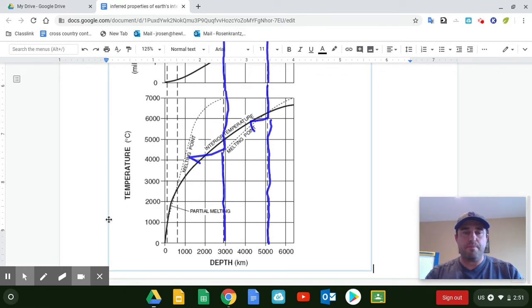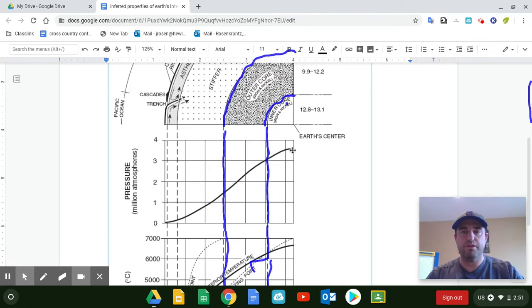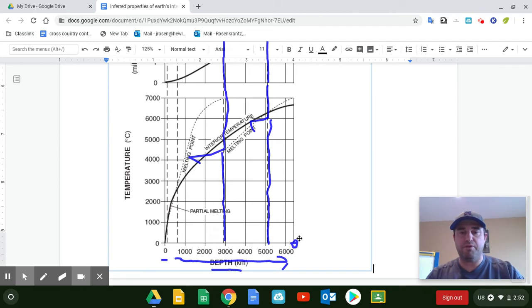So the x-axis is giving you the depth, how deep below the surface. Zero is sea level, and as you go to the right, you're digging deeper and deeper into the earth until you get to the center. This point right here is the center, and they actually tell you that. So if you follow it down, that should be the deepest part of the earth.